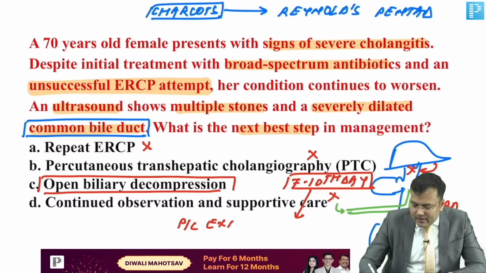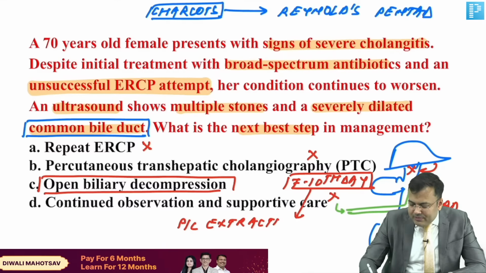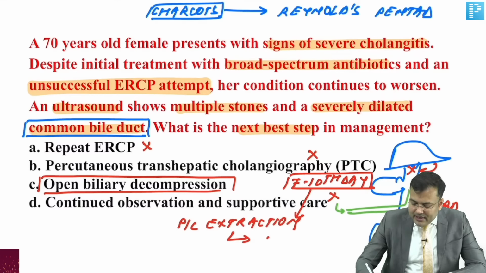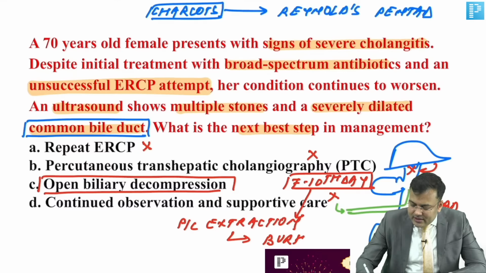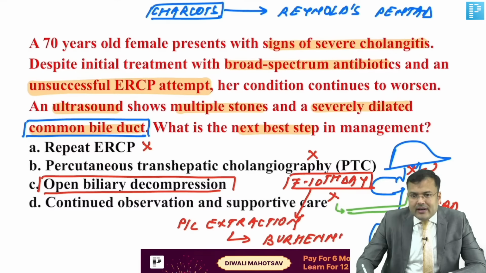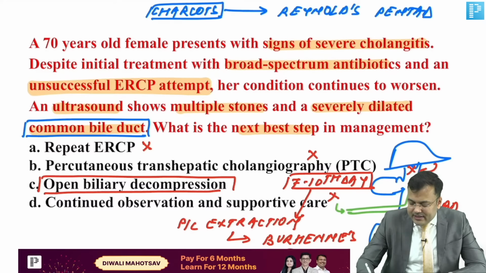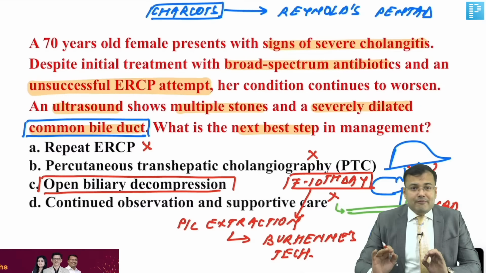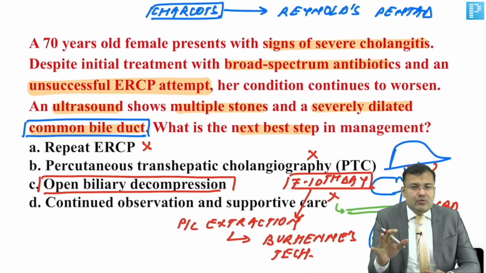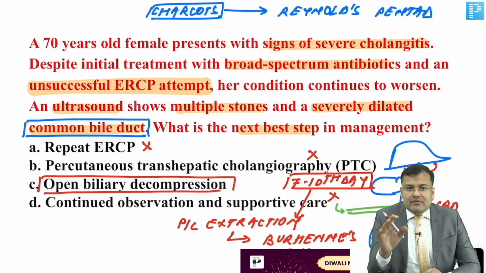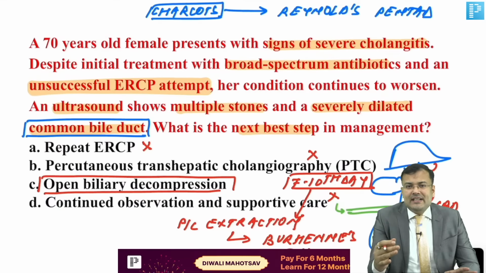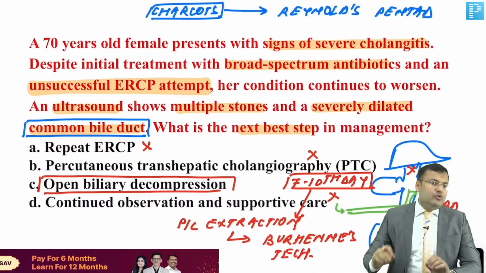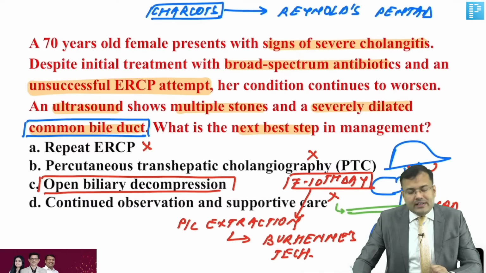of stone is done. And can you tell me how we go for percutaneous extraction? The percutaneous extraction of stone is done by Burhenne's technique. Clear, guys? It is done by Burhenne's technique. It is very important, and let me tell you, the bile duct is one of the favorite topics of INI-CET, especially bile duct injury, and especially CBD stone cholangitis. So you should remember all these important facts.